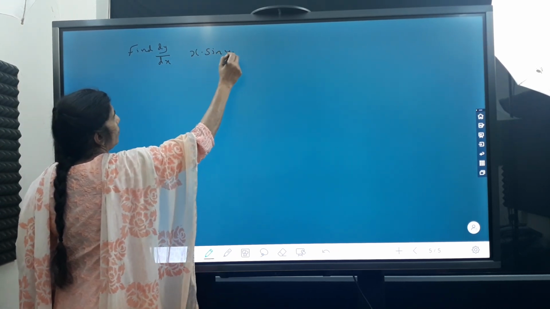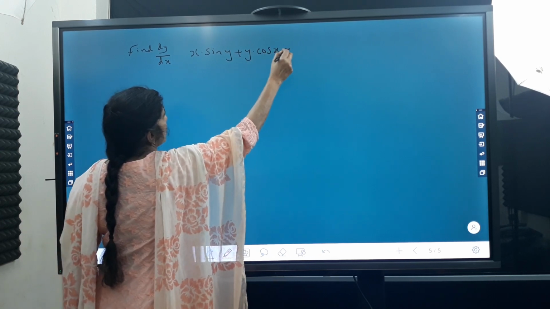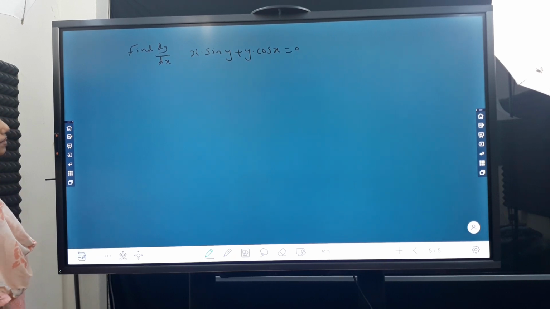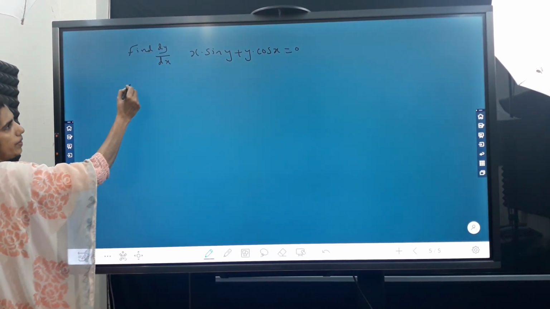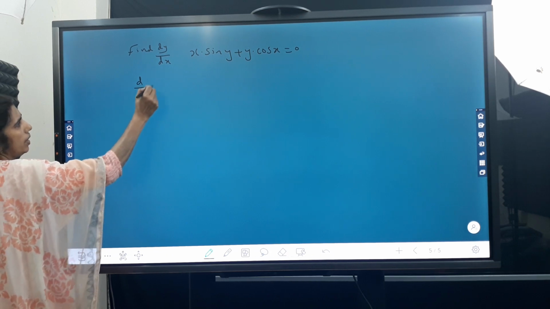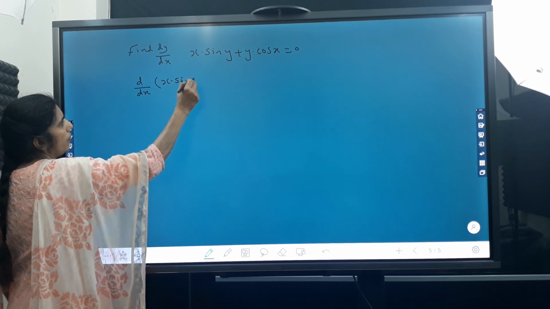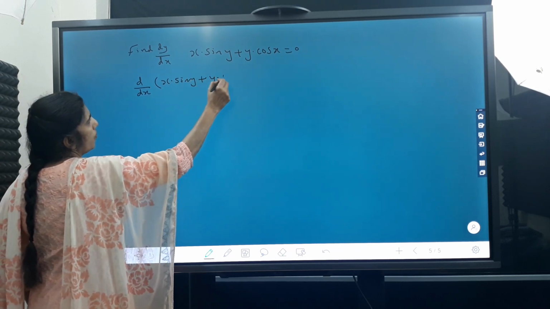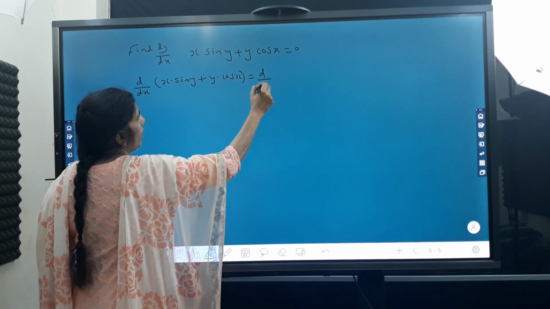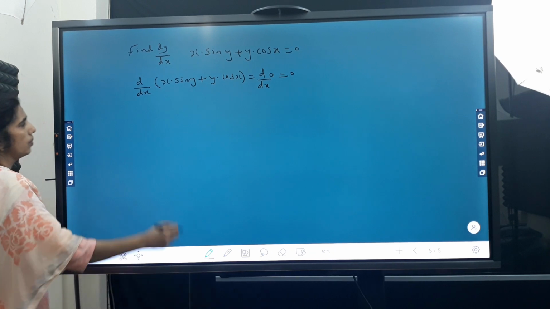x into sine y plus y into cos x equal to 0. So this is also an implicit function. So first we take d by dx on both sides. So we have d by dx of x into sine y plus y into cos x equal to d by dx of 0, that is 0.